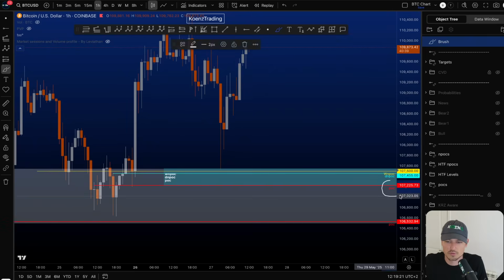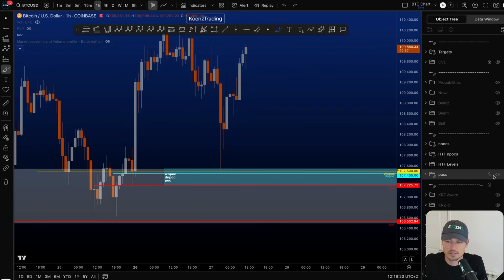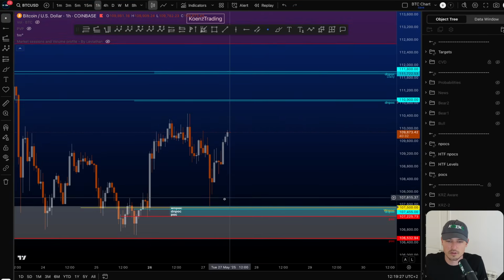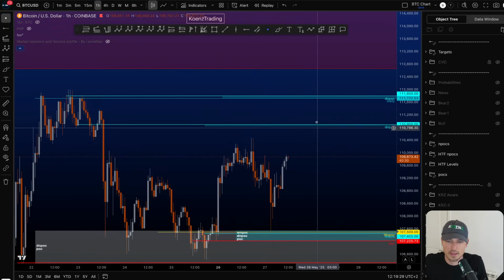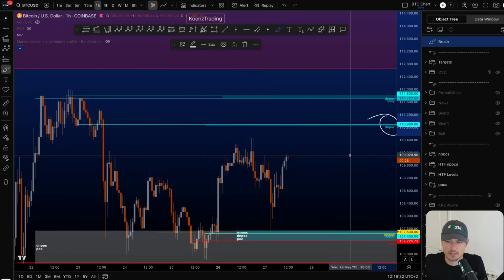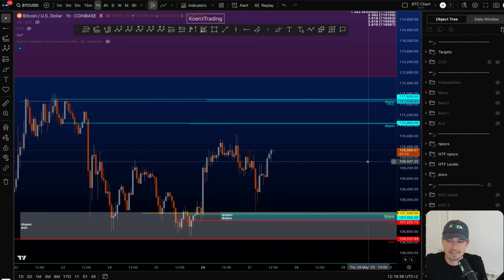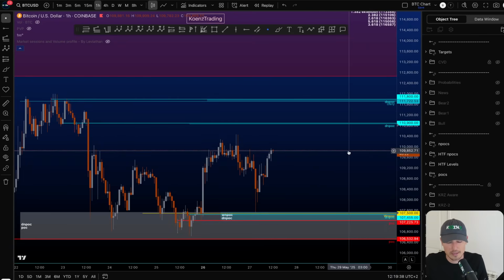We also have a point of control, by the way, just here at 107.2K. So that is interesting, at least something to keep in mind. So for now, the box will remain blue. And to the upside, resistance around 110.9, and then over here 111.7/8K. So those are areas to at least keep in mind.